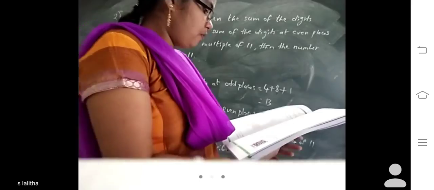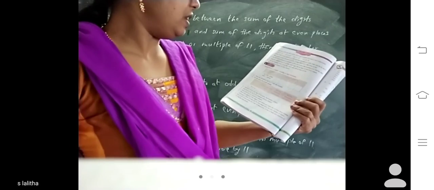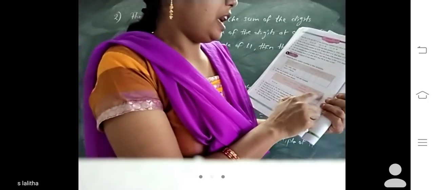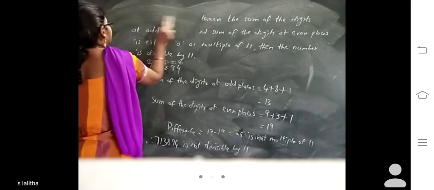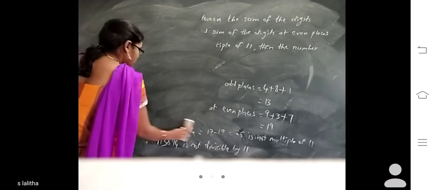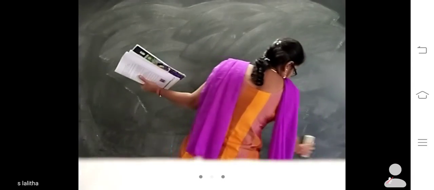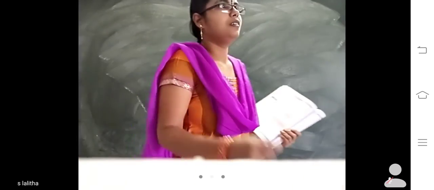Okay, next one. Fill the table with the correct answer. Here, what is the table given? HCF of any two consecutive numbers, any two consecutive even numbers, any two consecutive odd numbers. Write in your textbook only. So HCF of any two consecutive numbers. Do you know consecutive numbers? What are the consecutive numbers? The numbers coming one by one. That is 1, 2, 3, 4, 5. These are the consecutive numbers.